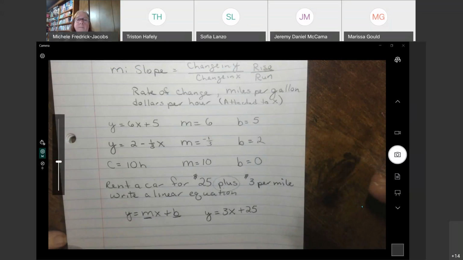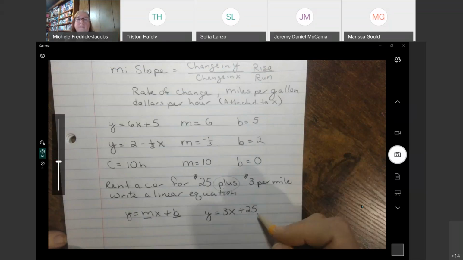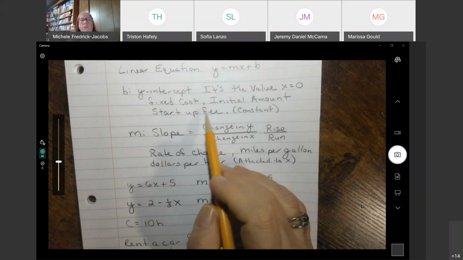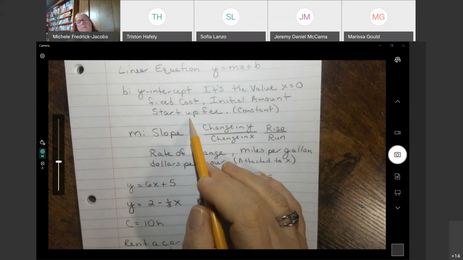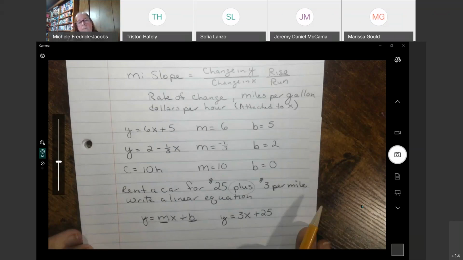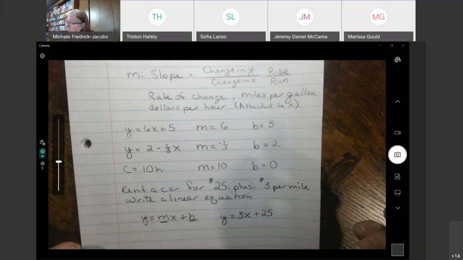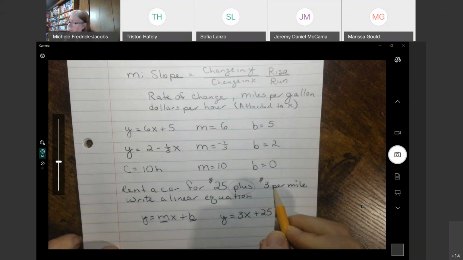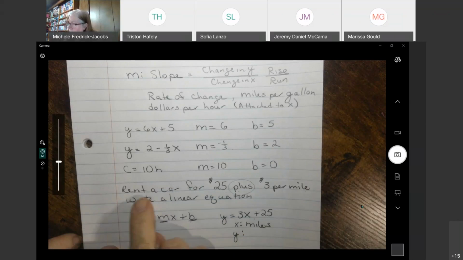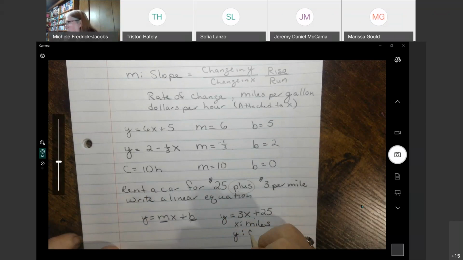So B is initial cost or initial amount, fixed cost. Usually these words are used. And then what does X represent, the variable we're trying to find? Since this is $3 per mile, X would be miles. So what does Y represent? This was the cost to rent the car, so Y would be the cost.